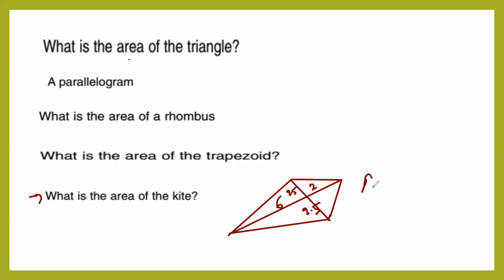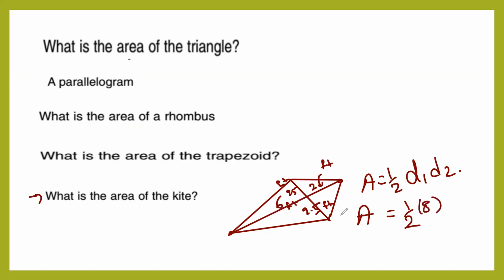The area of any kite is half diagonal 1 times diagonal 2. Take care, take the diagonal, which is the length between two opposite vertices. For example, the unit here is feet. So it's half of D1, which is 2 plus 6, which is 8, times D2, which is 2.5 plus 2.5, which is 5. Finally, half times 8 is 4, times 5 is 20, so 20 feet squared, and that's it.